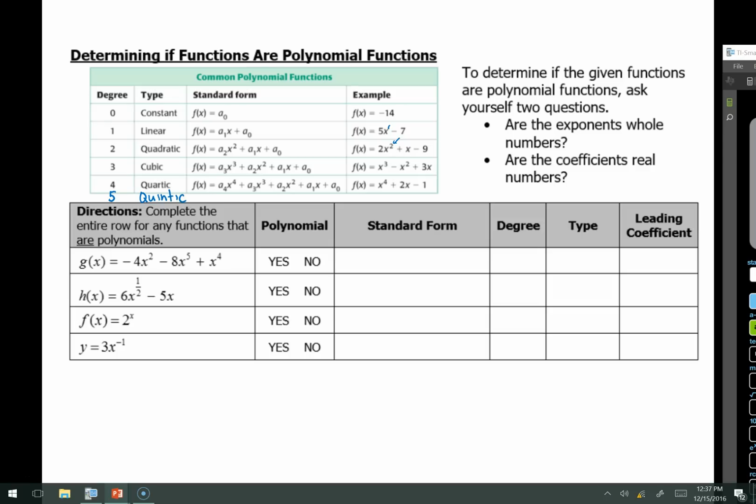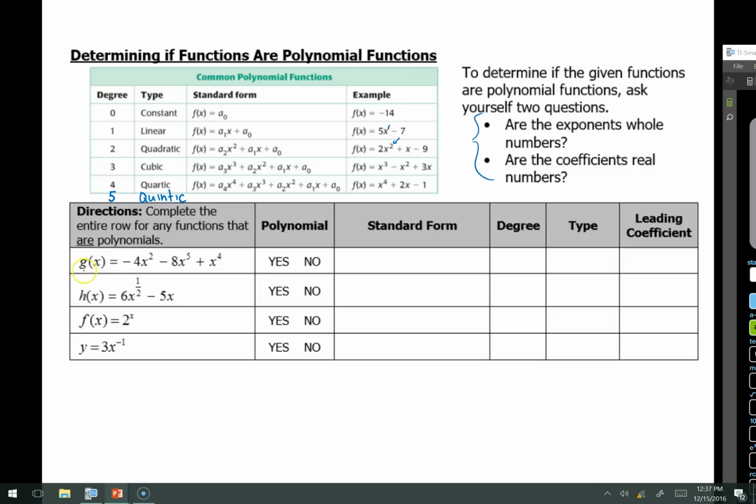So with that, now let's work on identifying some polynomials and naming them. Remember that I said a moment ago that there were those two important things in the definition? All coefficients must be real numbers and all exponents of variables must be whole numbers. Those are the two questions we're going to ask ourselves to decide if an equation is indeed a polynomial function. So let's look at some examples.